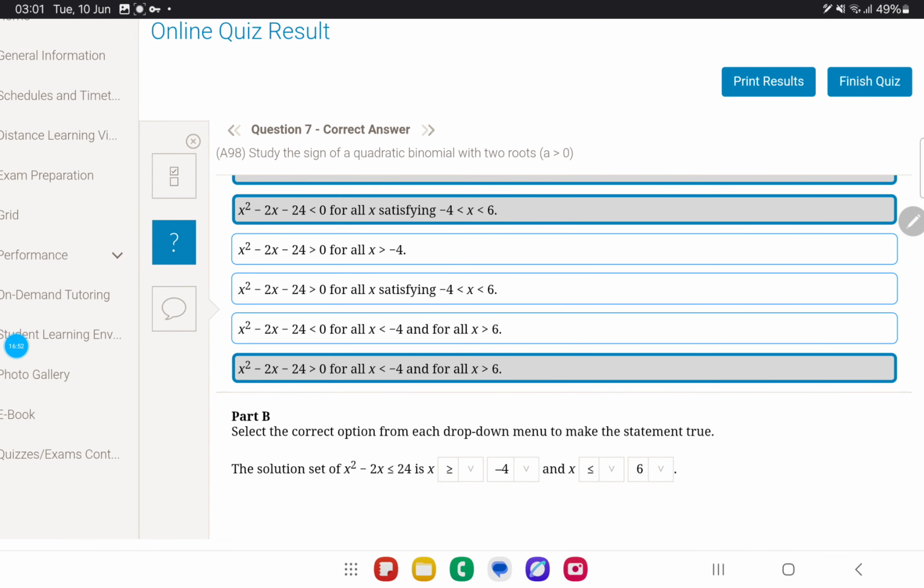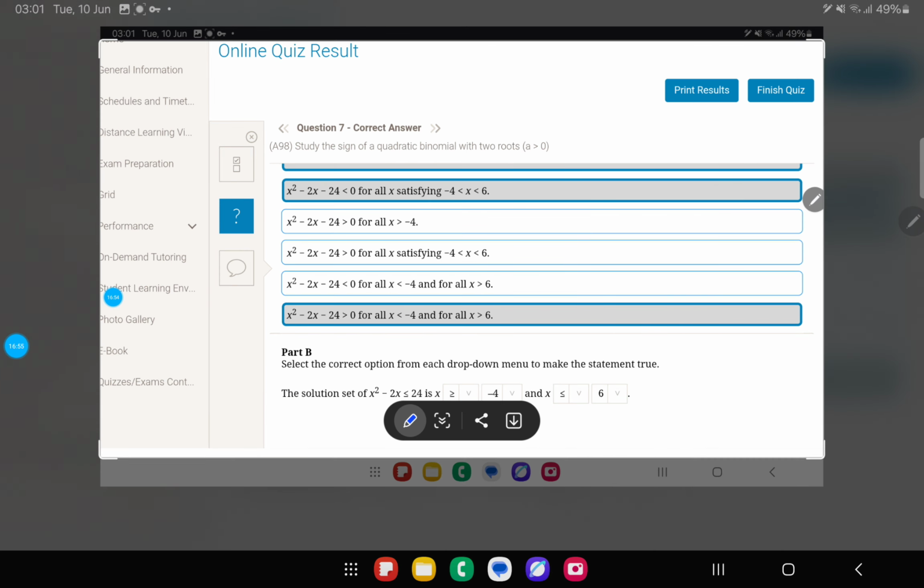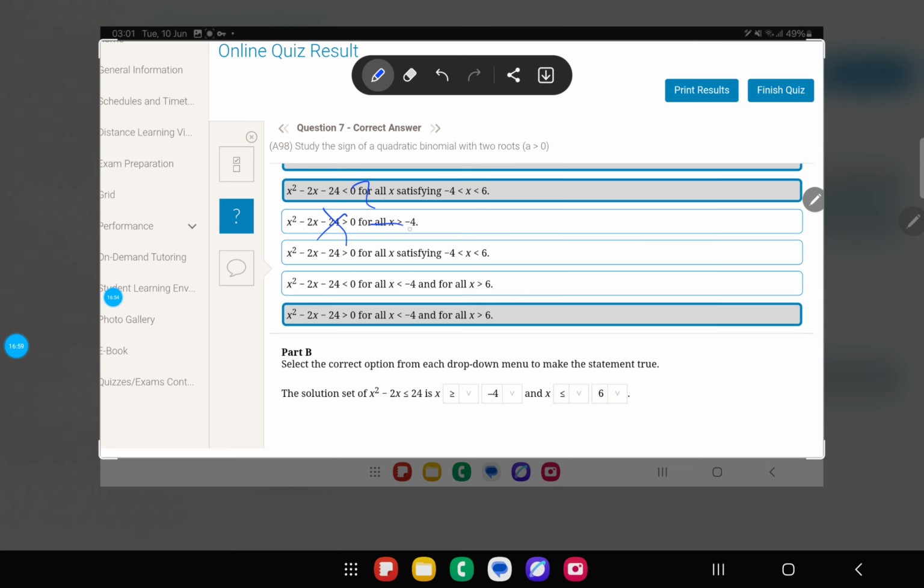Okay, that's for part A. Now for part B. You got the solution set x squared minus 2x less than or equal to 24. Okay. Now you flip everything to the other side. x squared minus 2x minus 24 less than or equal to 0. Okay. Since it's less than or equal to, same concept. Use what you got here, right? But instead of it being only the normal inequality, we just add the line under it. x greater than or equal to negative 4 and x less than or equal to 6.